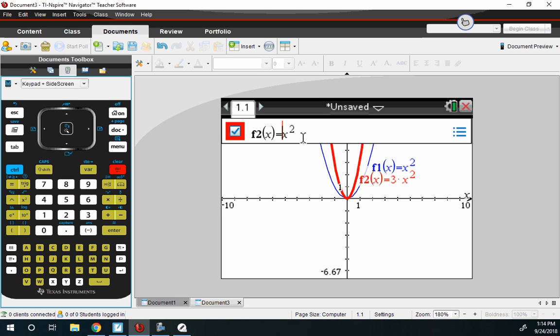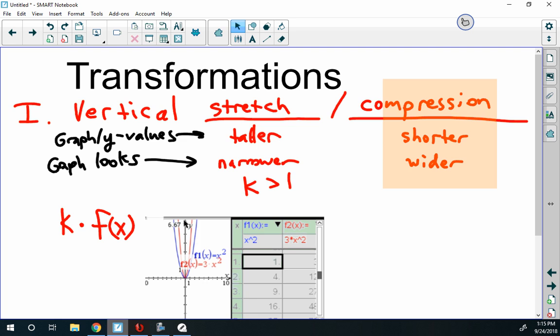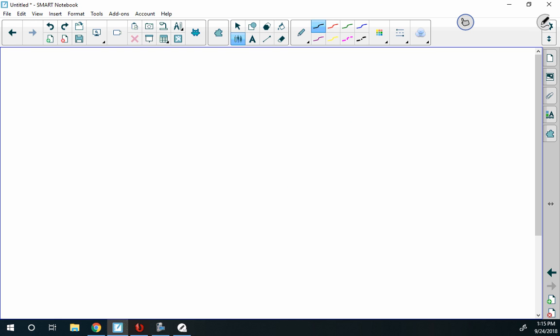Negative something? Okay, what do you want to try? Negative 2? Well, that's smaller than 1, but let's try negative 1. Oh, man, that flipped the thing over. That didn't make it shorter, so I guess that's not going to work. I guess that opens up another can of worms, our third kind of transformation.